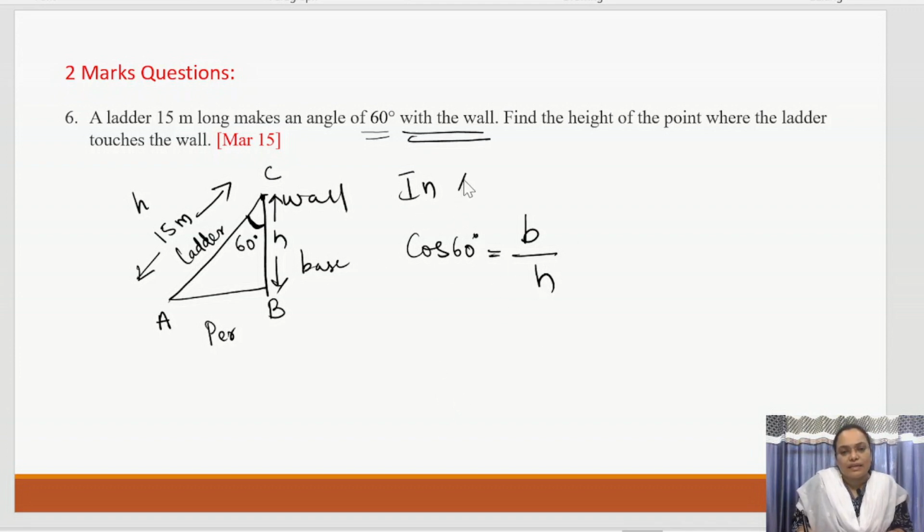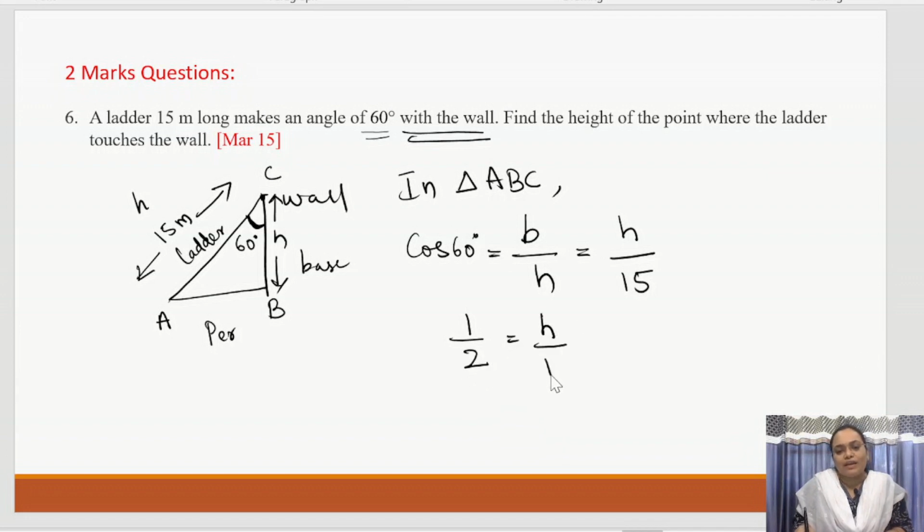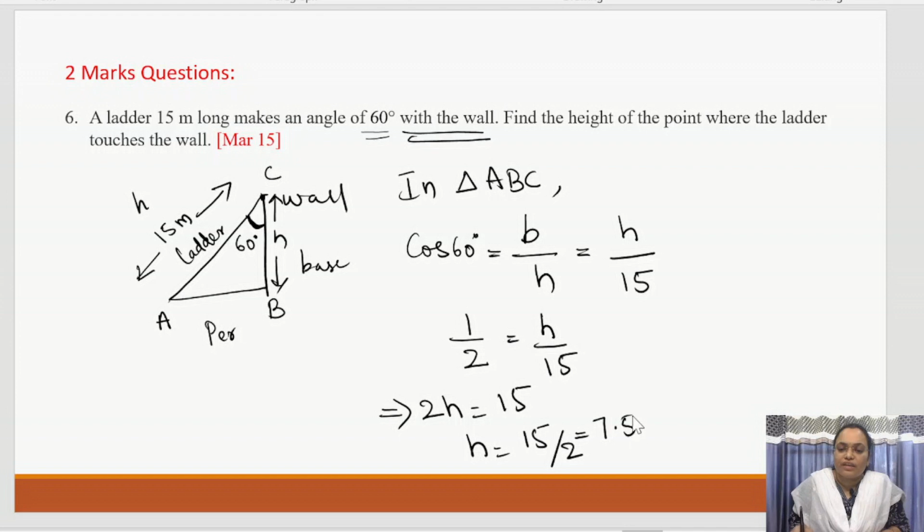So write in triangle ABC, cos 60 is equals to B by H. So what is B? B is H. Hypotenuse is 15. So the value of cos 60 is 1 by 2 is equals to H by 15. So 2H is equals to 15. H is equals to 15 divided by 2, which is 7.5 meters. Okay. So the height is 7.5 meters.